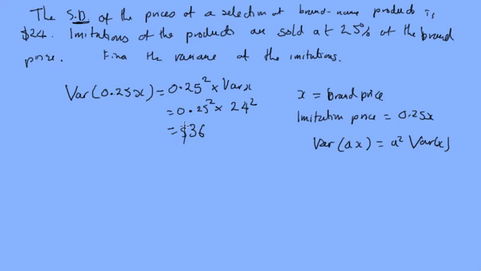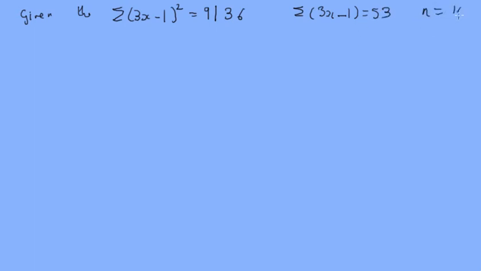Let's look at another example. So we're given that the sum of (3x minus 1) squared is equal to 9136. The sum of (3x minus 1) equals 53, and we're given that the number of values is equal to 10, and we want to find the sum of x squared.